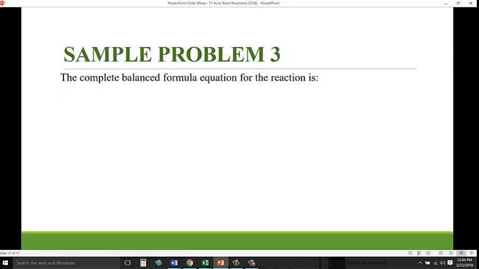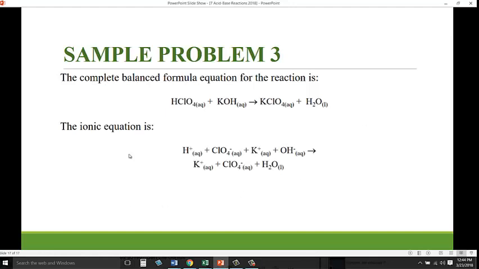All right, look at our complete balanced molecular equation. Okay, we have perchloric acid plus potassium hydroxide. Our salt here is potassium perchlorate and water. So once again, we got lucky, no subscripts. So when we write our complete ionic equation, everything just kind of blows apart this way.